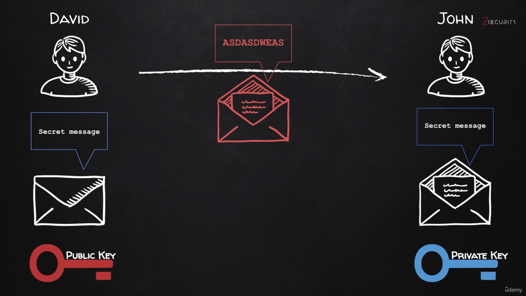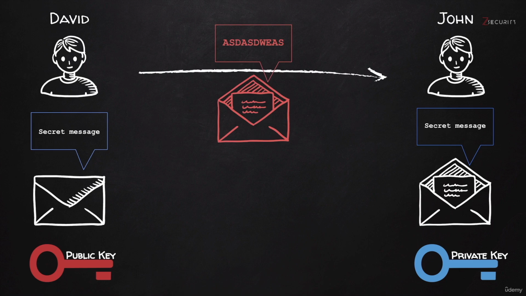That's fine, because if anybody reads the message, they will see gibberish. They won't be able to see the content unless they have the private key. And as long as John doesn't share the private key, there's no need for him to share it, then nobody will be able to read this message except for John. So that's really, really good.